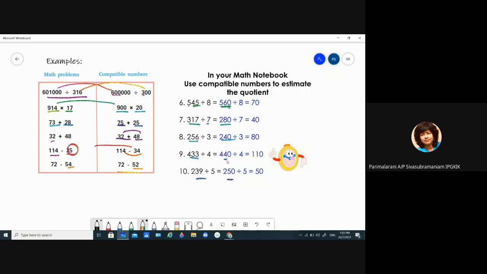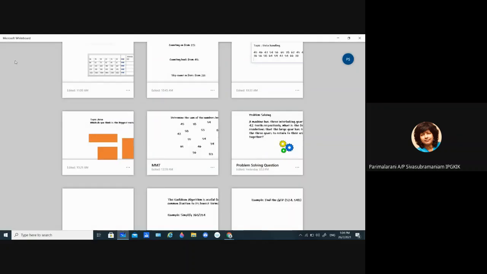So for estimation we have 4 strategies. That is the front end truncate, which is the easiest strategy, but sometimes you don't want to use that strategy. You can use other strategies like flexible rounding, also very easy to use, or clustering. If you have a lot of numbers and they're all near each other, then use clustering. That's the easiest for that kind of data. And lastly, we have the compatible numbers strategy. So you need to know all the strategies and the examples.